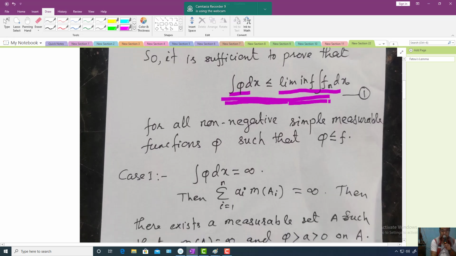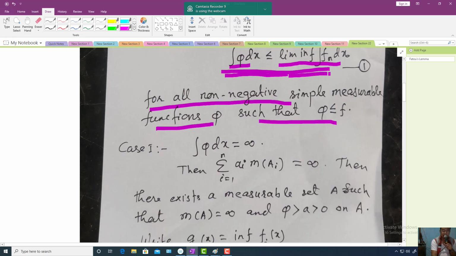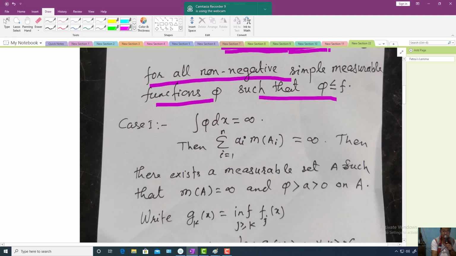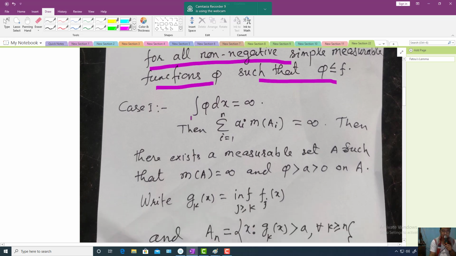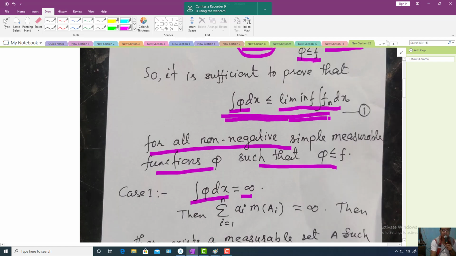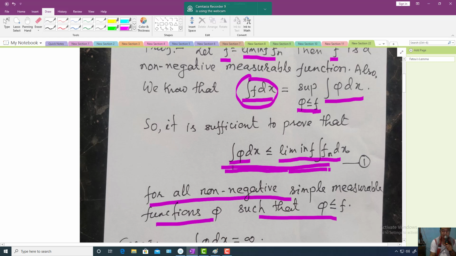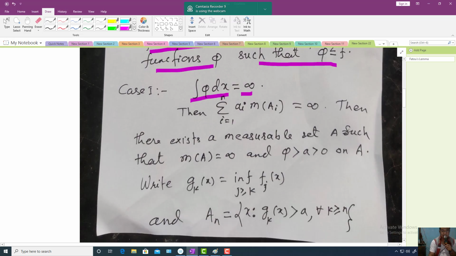So let us prove this inequality for all non-negative simple measurable functions phi such that phi is less than or equal to f. Let us divide into two cases. Case number one: the integration of the simple function is exactly equal to infinity. We are going to prove this inequality, and in proving it there may be some cases where the integration of phi dx is equal to infinity. That is case number one: the integration of phi dx is equal to infinity.